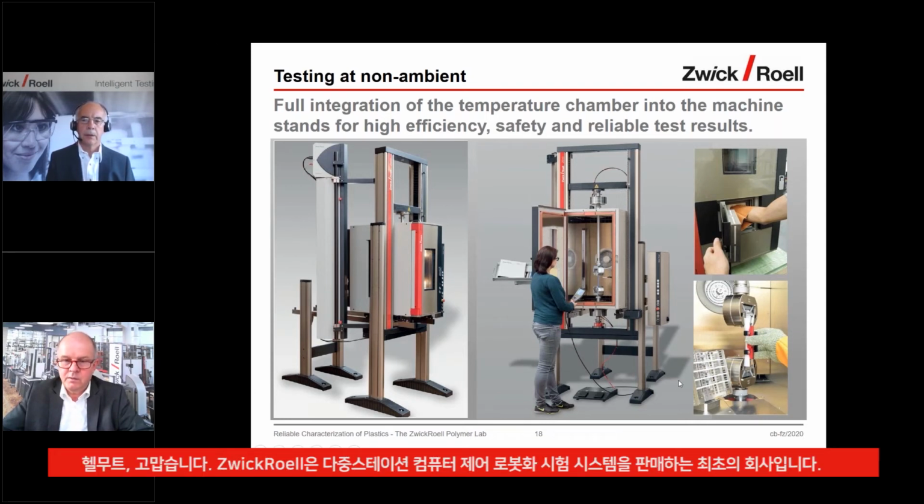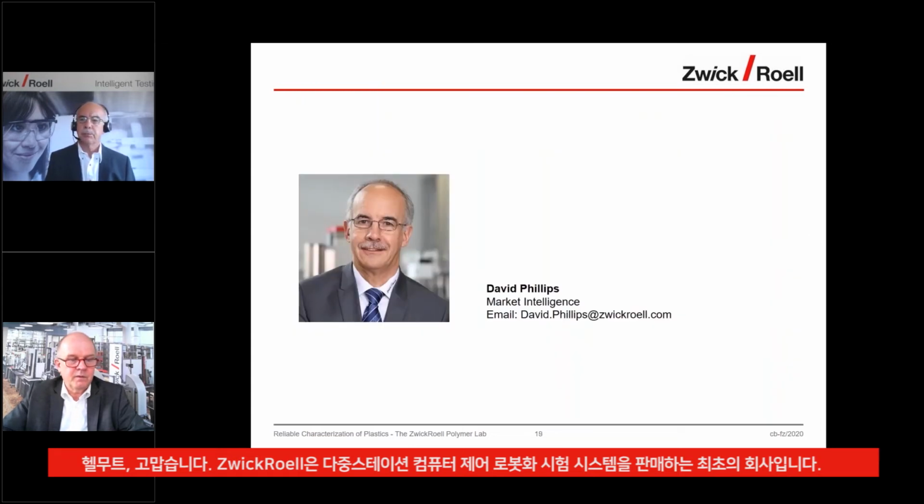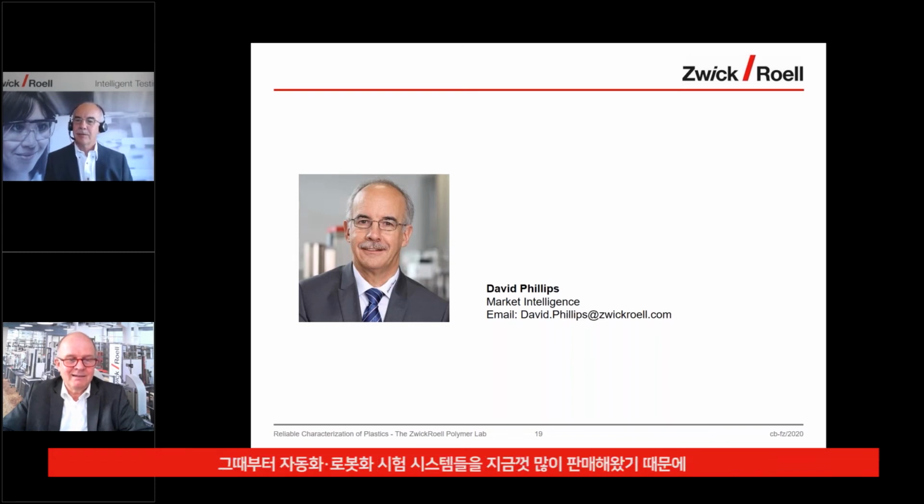That's excellent, thank you. Helmut, Zwick Roell is probably famous for being, I guess, the first company to sell multi-station computer-controlled robotic test systems, and these were way back in the 1980s. You and I probably remember those days very well. We were around in the company then. Since then, we've sold hundreds of these automated and robotic test systems. Can you share a little bit of your knowledge about how those systems have developed over the decades?